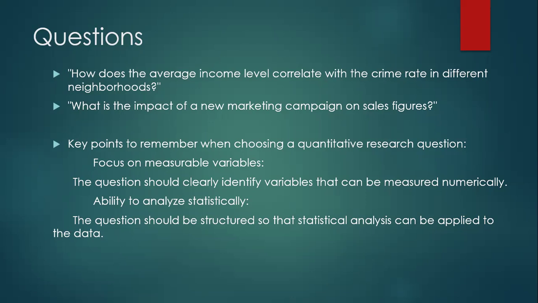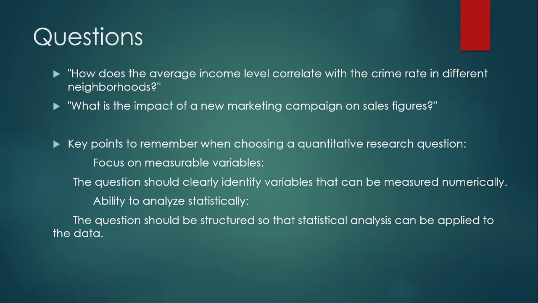How does the average income level correlate with the crime rate in different neighborhoods? Why do you think that would be good to do as a quantitative study? I would say maybe because there's actual data you can collect from past incidents. Yeah, there's data, it's statistical data. You can look at the income level of a group, you can look at the crime rate of a neighborhood, and you can do a correlation.